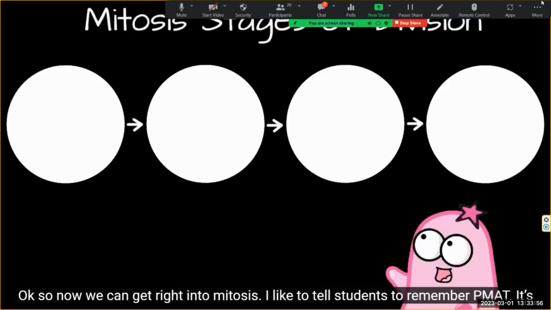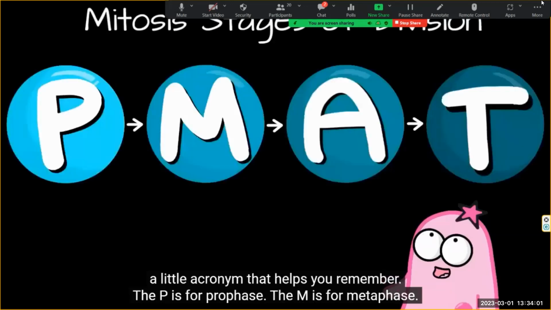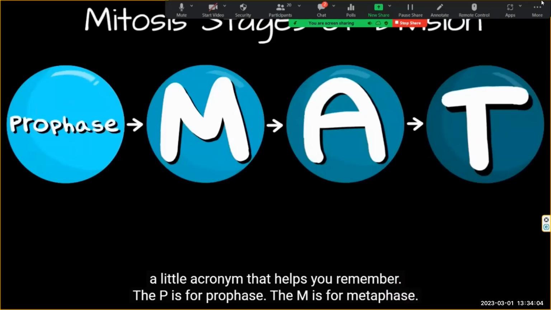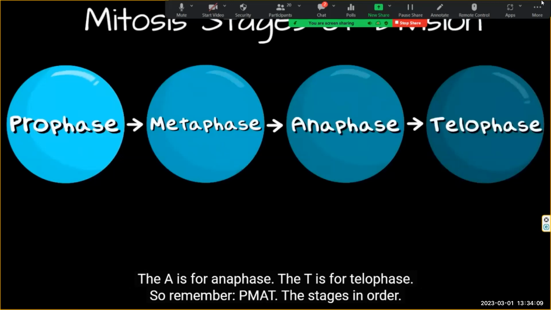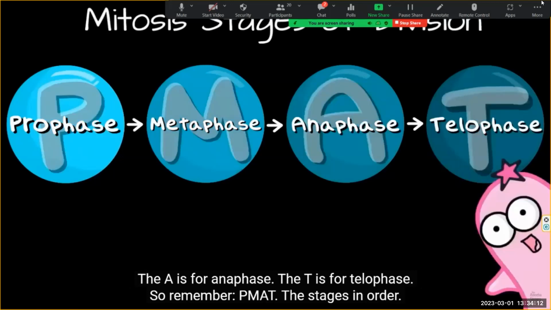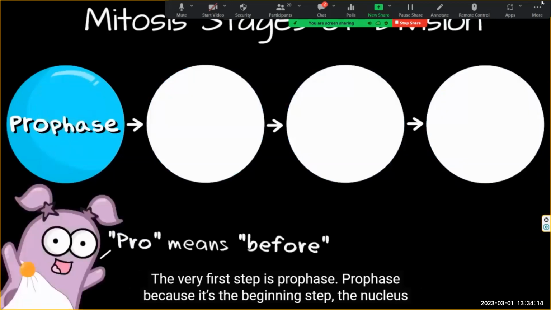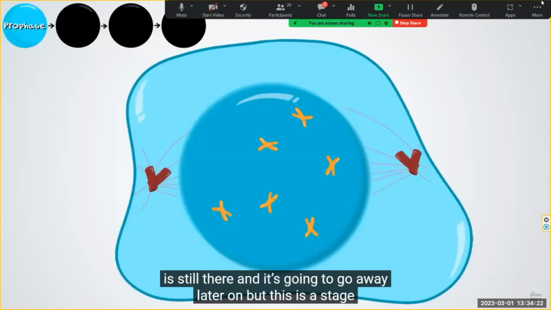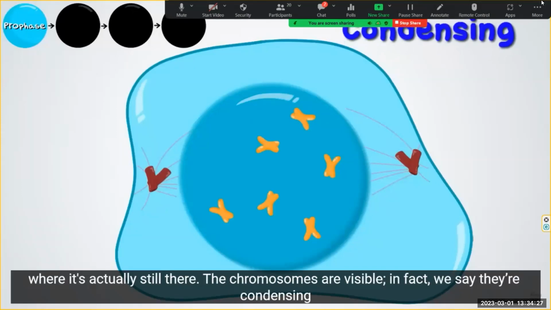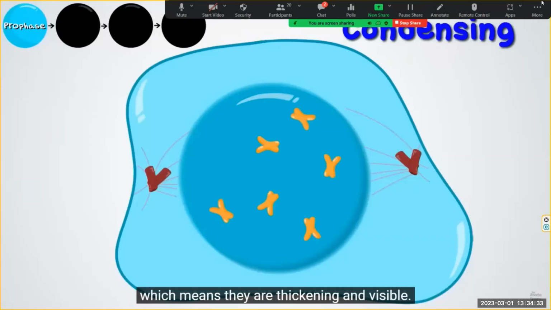Okay, so now we can get right into mitosis. I like to tell students to remember PMAT. It's a little acronym that helps you remember. The P is for prophase, the M is for metaphase, the A is for anaphase, and the T is for telophase. So remember PMAT, the stages in order. The very first step is prophase. Because it's the beginning step, the nucleus is still there, and it's going to go away later on, but this is a stage where it's actually still there. The chromosomes are visible. In fact, we say they're condensing, which means they are thickening and visible.